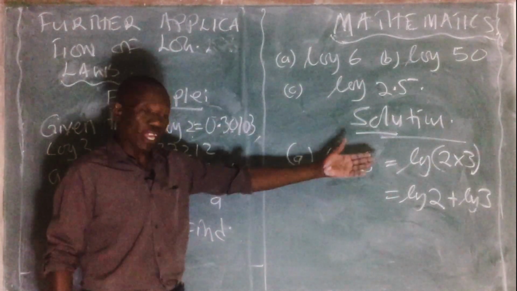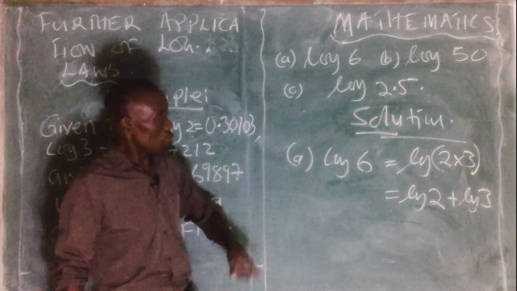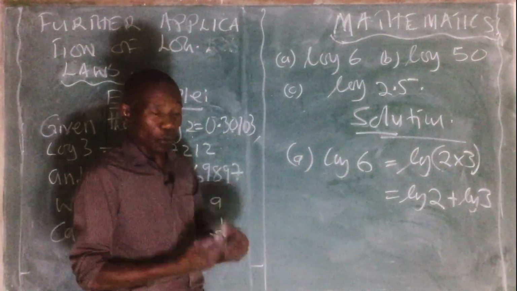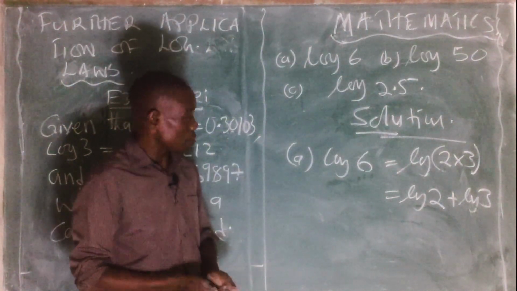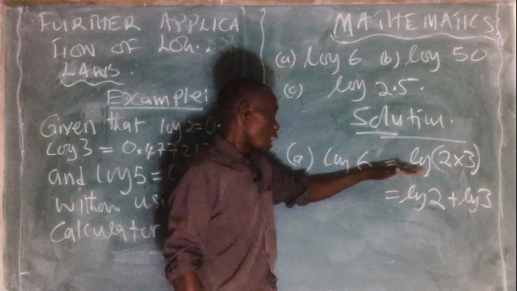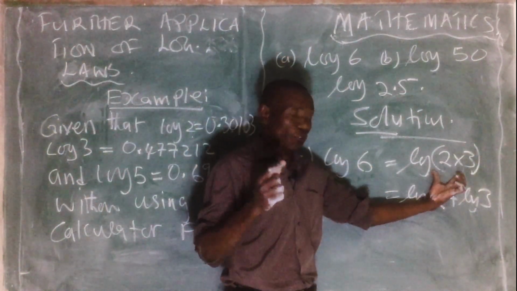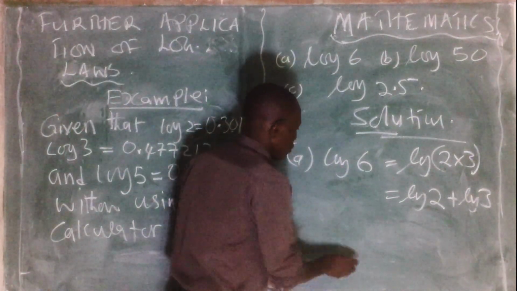So this is one way you can do it: express a number into factors like that. But when you do that, try to apply the laws, because you cannot just solve these without applying the laws of logarithms. So here, log of 6 is equal to log of 2 times 3. I hope we are all there. Writing this and that are the same. But according to the laws of logarithm, this simply means log of 2 plus log of 3. So now you can see what we have here.